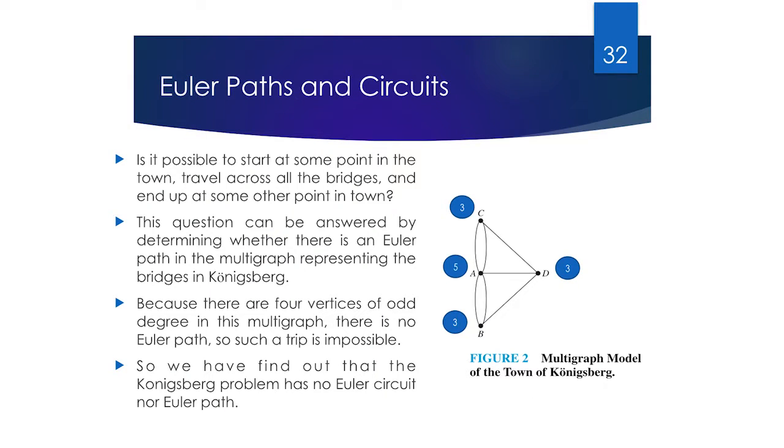Returning to the 18th century Königsberg problem, is it possible to start at some point in the town, travel across all bridges, and end up at some other point in the town? This question can be answered by determining whether there is an Euler path in the multigraph representing the bridges in Königsberg, as you can see in figure 2. Because there are 4 vertices of odd degree in this multigraph, there is no Euler path, so such a trip is impossible. So far we have found out that the Königsberg problem has no Euler circuit nor Euler path, which makes it impossible to solve.